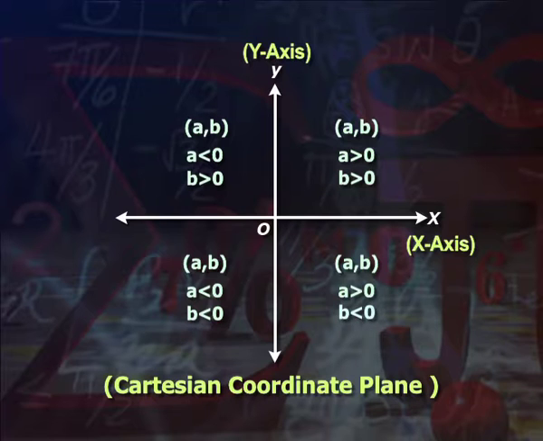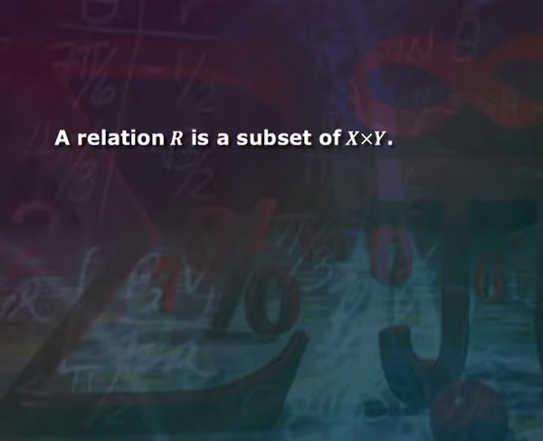Now, we move on to relation. A relation R is a subset of X cross Y.